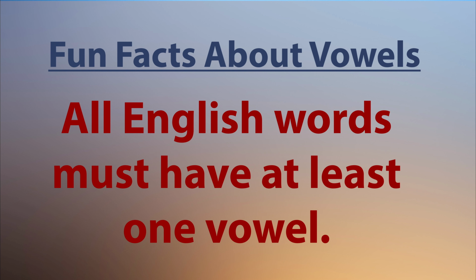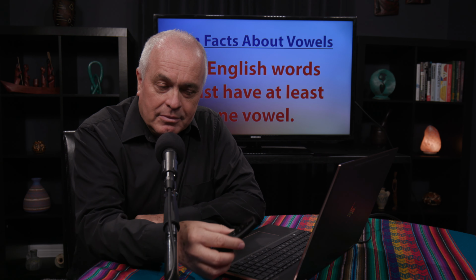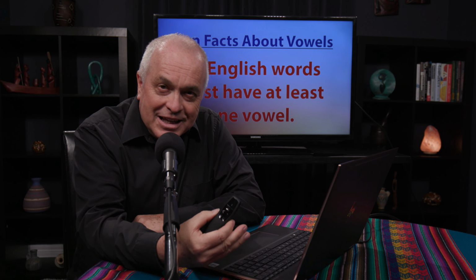Here's some fun facts about vowels. All English words, there might be 1 or 2 exceptions. There usually are, aren't there? For every rule that's out there, there's 1 or 2 exceptions. But for the most part, all English words must have at least 1 vowel. And if you don't see A, E, I, O, or U, there's most likely a Y in that word, and that's acting as a vowel sound in that word. But that gives you the rule that every English word has to have a vowel sound in it.